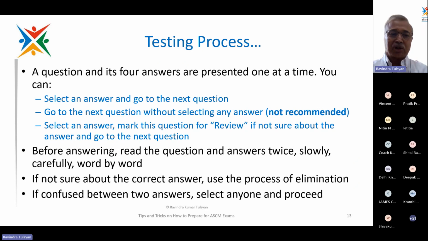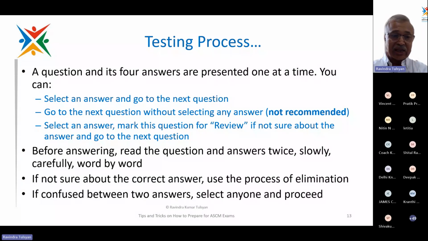If you're not sure about the answer, there is a facility to mark the question for later review, so that you can come back later and review these questions. So you can mark it for review and go to the next question.